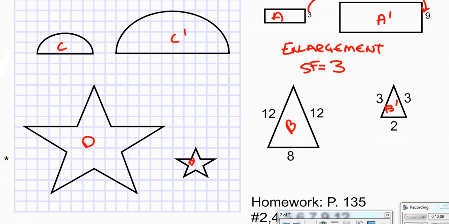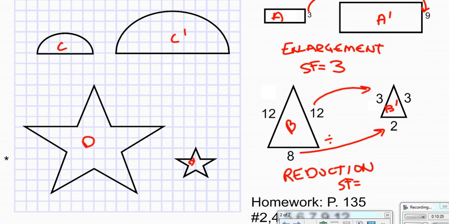Looking at the second one, it's going from big to small, so it is a reduction. It's getting smaller. And my scale factor has to be less than 1. So I have to go from 12 to 3 and 8 to 2. So I know that means I have to divide by 4. And I need to think, okay, well, what could I multiply by that's the same as dividing by 4? Well, 8 times 1 over 4 is the same as 8 over 4, or 8 divided by 4. So our scale factor is 1 over 4, or we could put it as a decimal, 0.25.